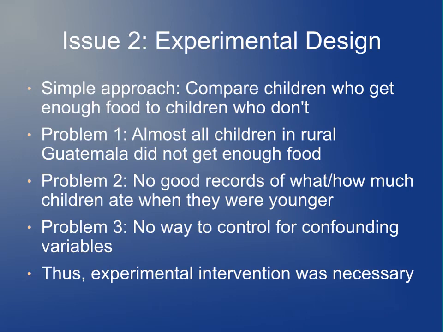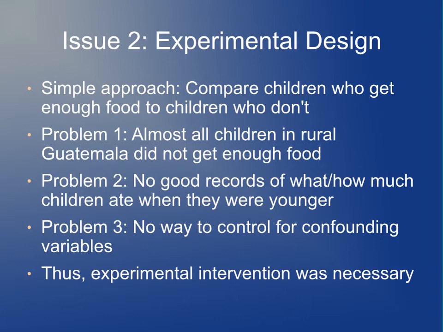And the next thing they had to do was develop their statistical design. The simplest approach would be to do a pure observational study: just find out how much food children ate while they were growing up, compare the heights of children who got enough food to children who didn't get enough food, and see if there's a difference between the two groups.